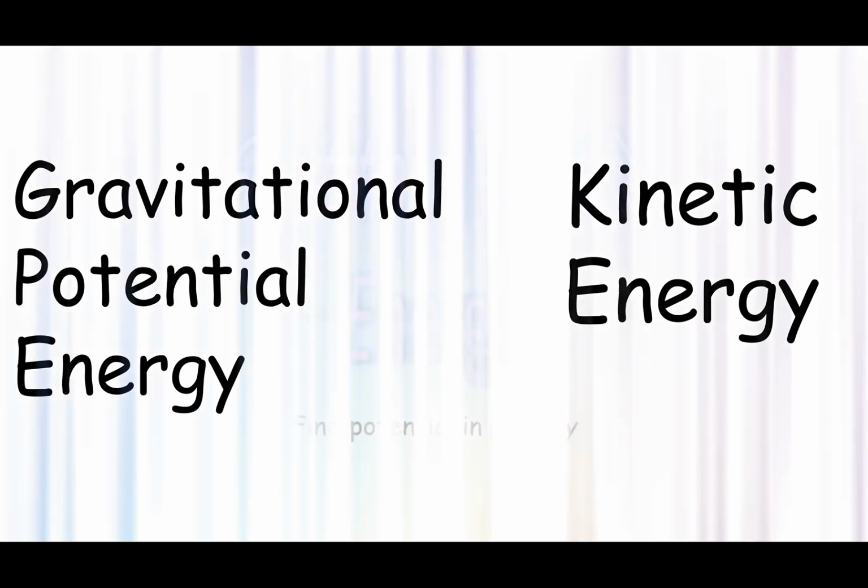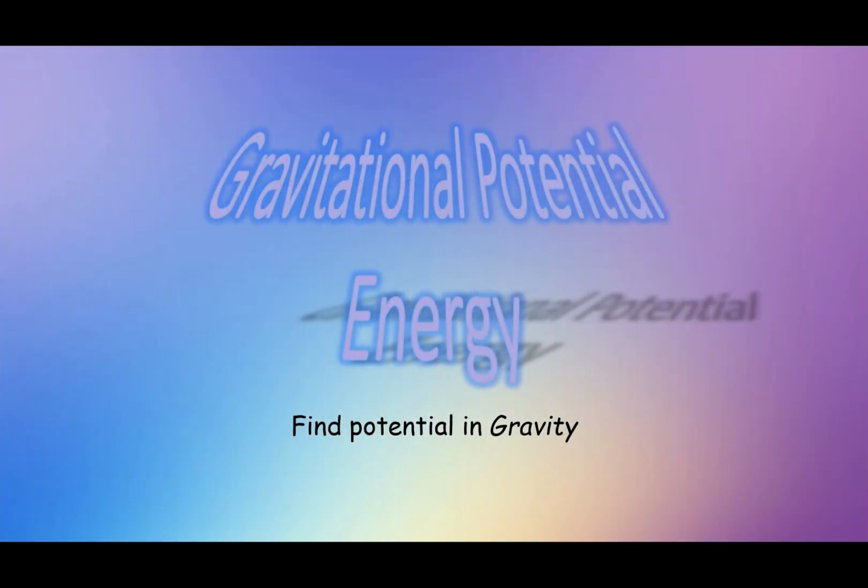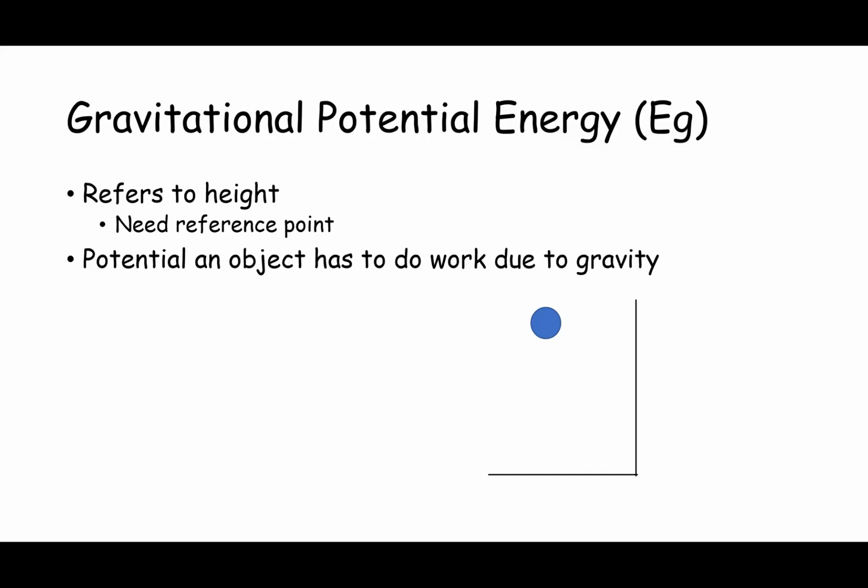So let's start with gravitational potential energy, or EG for short. When we talk about gravitational potential energy, we refer to height. Therefore, we would need a reference point. So gravitational potential energy represents the potential an object has to do work because of gravity. An example of gravitational potential energy in motion is if you were to take a ball and drop it at some random height. When the ball falls, it falls with gravitational potential energy because the only type of energy being affected by it is gravity, if you neglect air resistance.